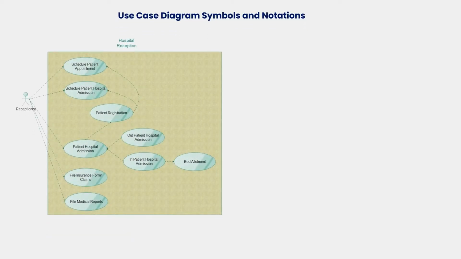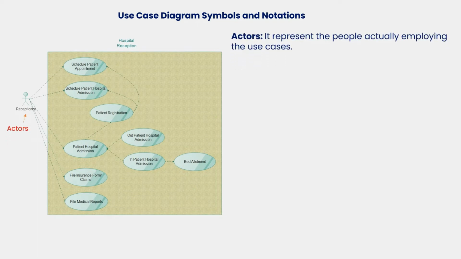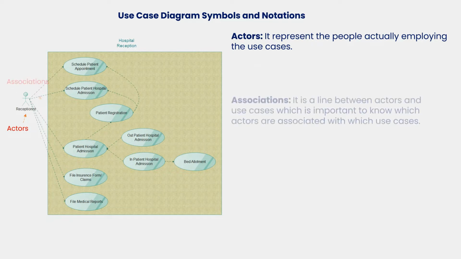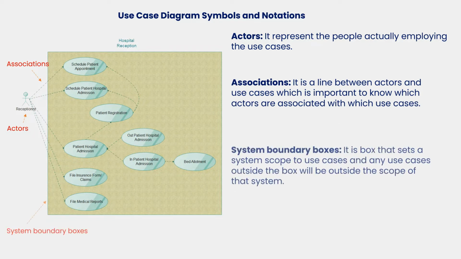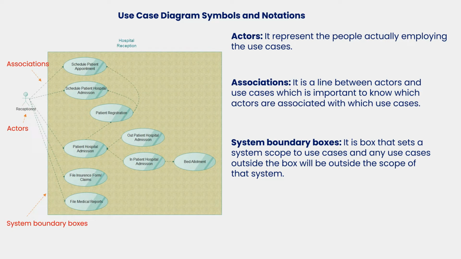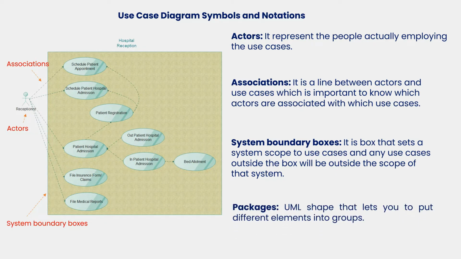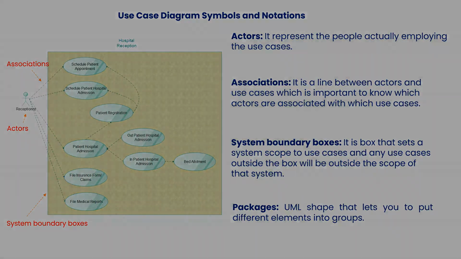Now let's look at use case diagram symbols and notations. Here you can see the example use case diagram with notation actor. Actors represent the people actually employing the use cases. An association is a line between actors and use cases, which is important to know which actors are associated with which use cases. A system boundary box is a box that sets a system scope to use cases, and any use cases outside the box will be outside the scope of that system. For packages, UML shape lets you put different elements into groups.